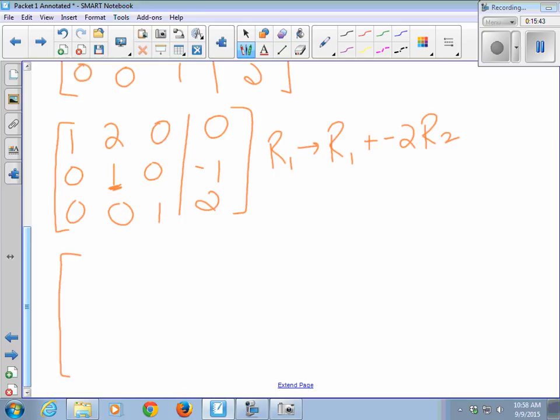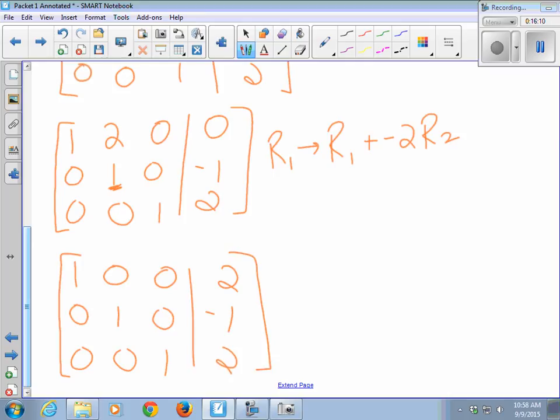So -2 row 2. -2 times 0 is still 0. Add that to 1, that stays a 1. -2 times 1 is -2, plus 2 is 0. That stays a 0. -2 times -1 is 2, plus 0 is 2. So the rows are now 0, 1, 0, -1, and 0, 0, 1, 2.